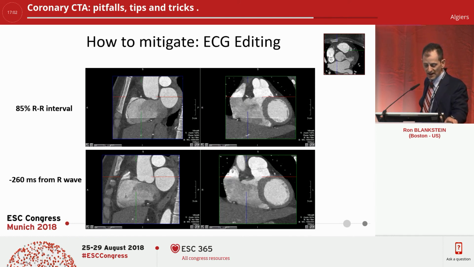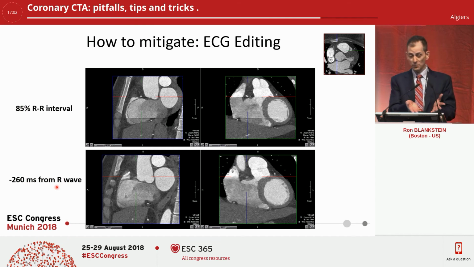How else can we mitigate this after this happened? We can do some ECG editing. In this particular case, the images were obtained in diastole, but even in diastole, you can do some imaging instead of as a percent of the RR interval. We can, in this case, reconstruct the images 260 milliseconds before the R wave interval. So this is still in diastole, and instead of using a percentage, we're using an absolute.